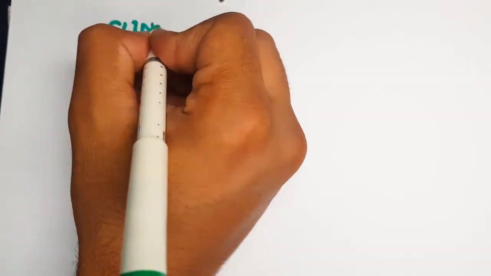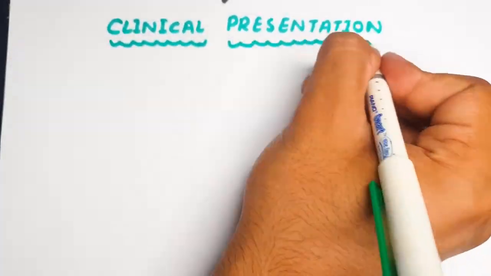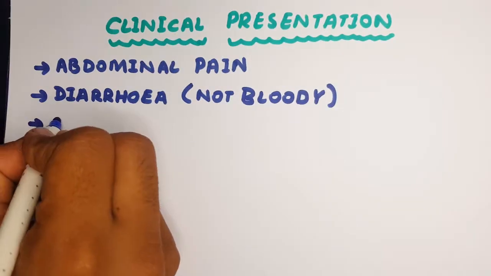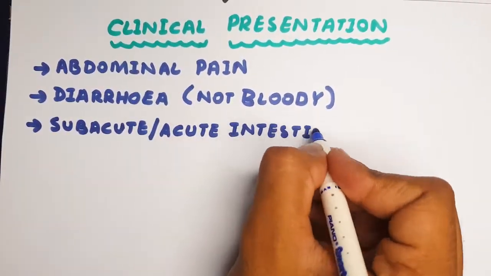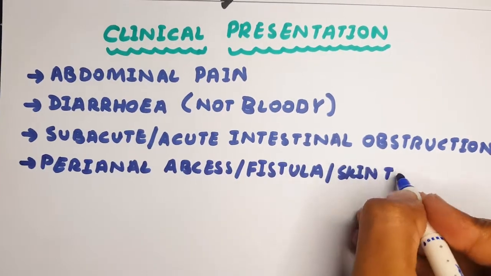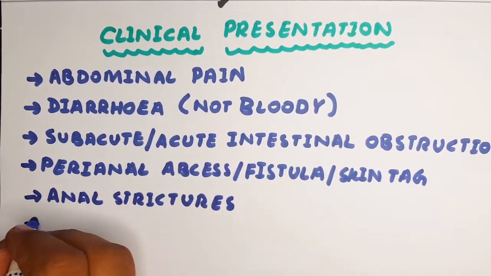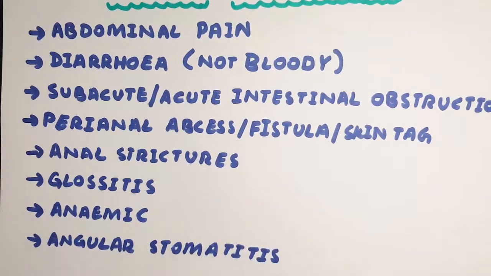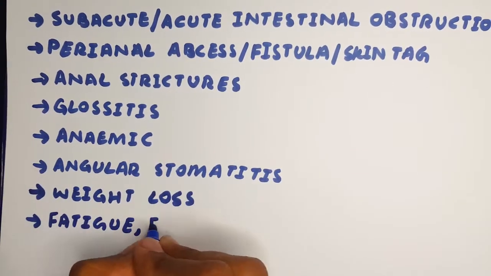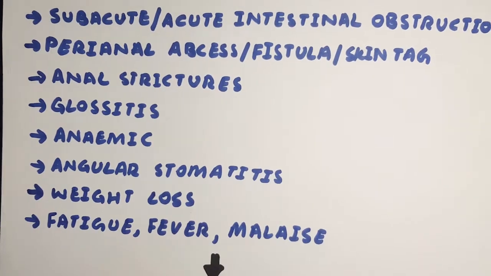The patient may present to you with abdominal pain, diarrhea which isn't bloody, subacute and acute intestinal obstruction, perianal abscesses, fistula and skin tags, anal strictures, glossitis. The patient may be anemic, they may have angular stomatitis, they may show up with weight loss and some basic symptoms like fatigue, malaise, and fever.